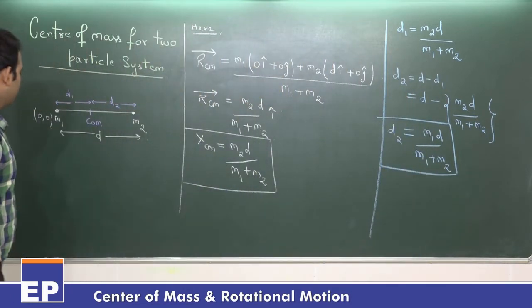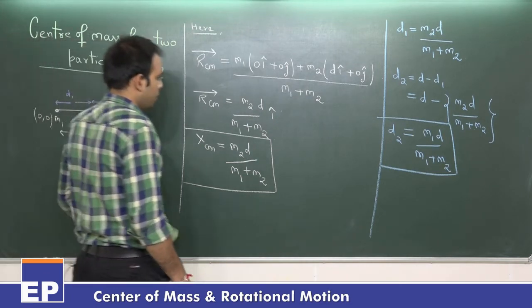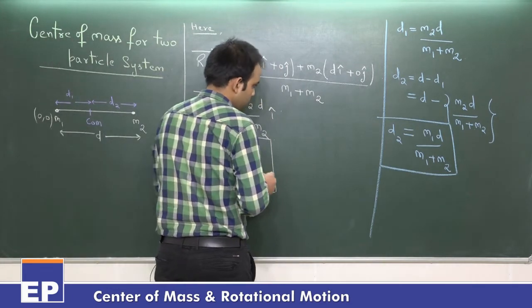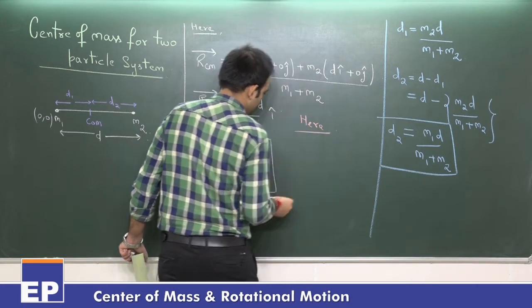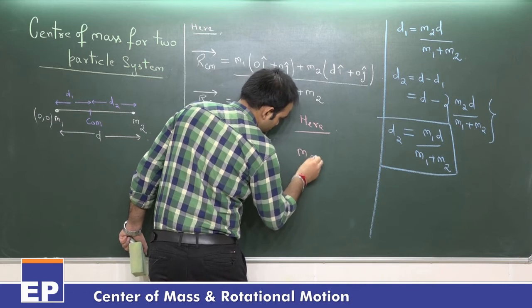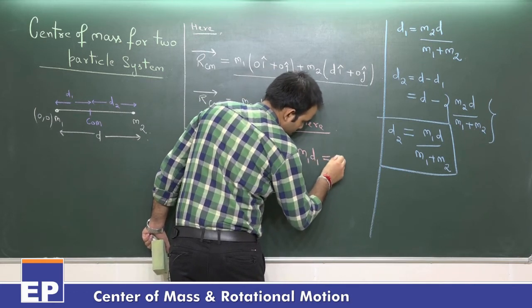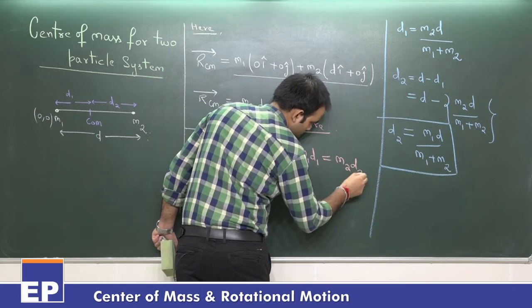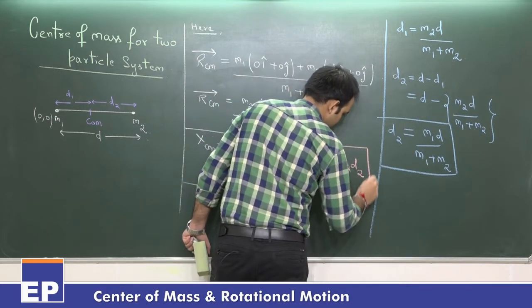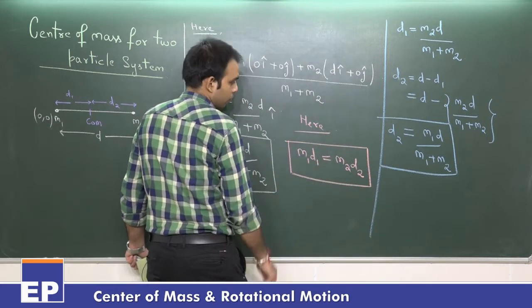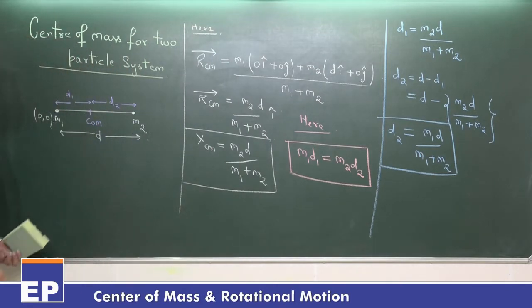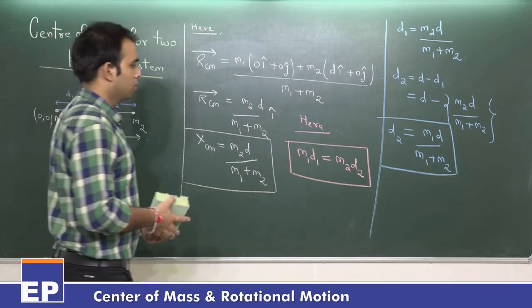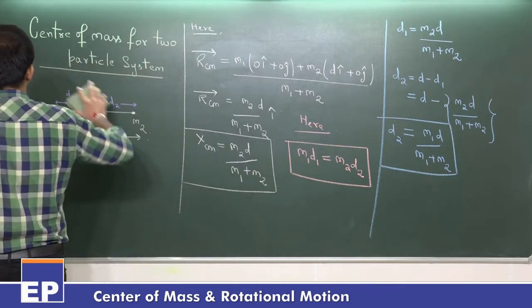If you judge directly, you can say कि this is M1 into D1, M1 into D1 is equal to M2 into D2. M1 into D1 is equal to M2 into D2, right? So this is the point.